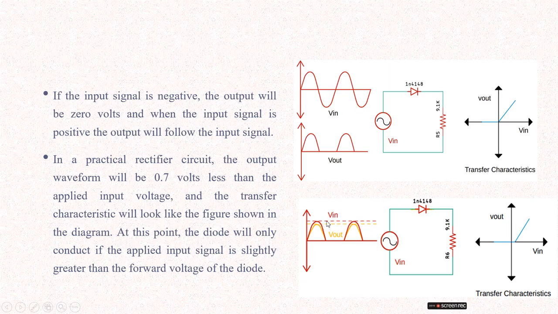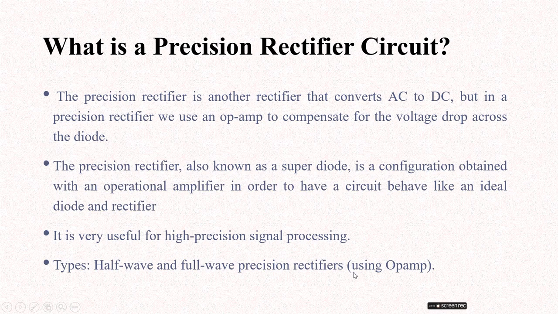That is the voltage drop. The red color indicates the actual signal value, but the yellowish color indicates the voltage drop. The transfer characteristic is also shifted to the right side. That is, only after the threshold voltage is the diode conducting, and then it varies exponentially. This is the drawback of the rectifier circuit. That problem is overcome by the precision rectifier, so it is very useful for high precision signal processing.